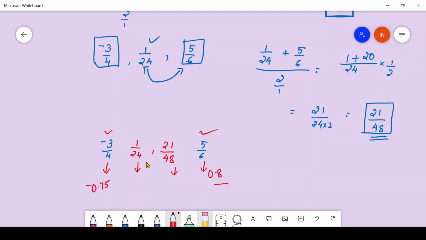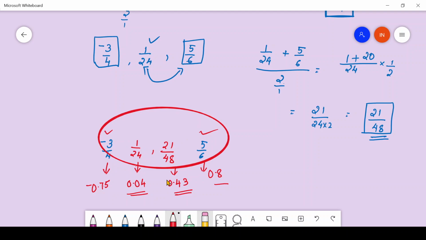Okay. And when you divide 1 by 24, you will get the answer 0.04. And here you will get 0.43. Now you can see that 0.04 and 0.43 are between these two points, negative 0.75 and 0.8. Yes, this is another way to conclude that what we have done is correct.